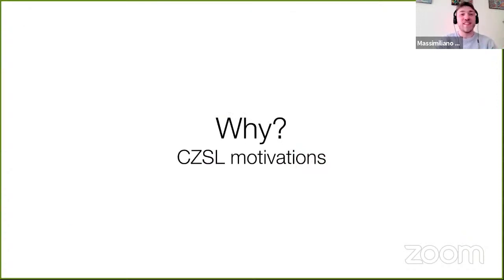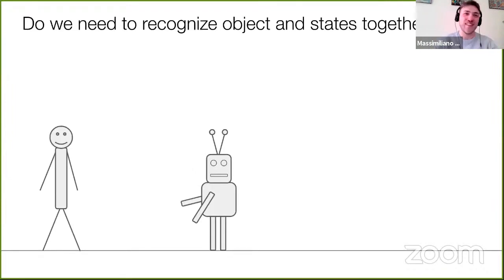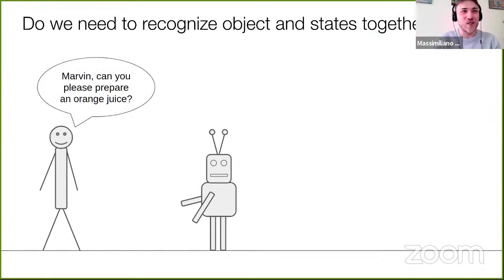Now, maybe the task seems quite simple, but of not that practical interest. But I don't think so. An example can be this. Let's suppose we have a human that interacts with a robot, and the human calls the robot Marvin and wants Marvin to prepare an orange juice. And now Marvin wants to help the human and goes for preparing the orange juice.